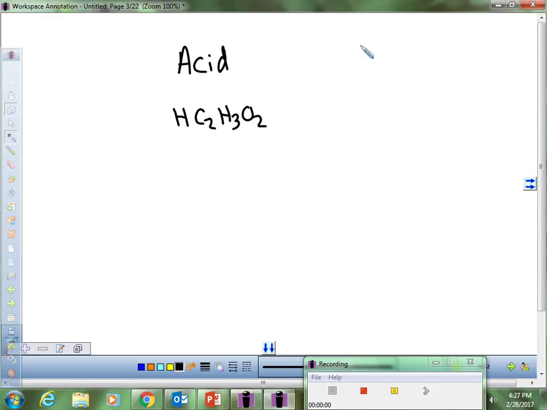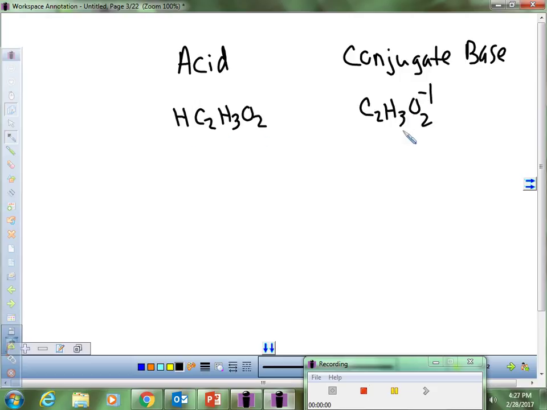There's an acid. Well, its conjugate base would be the same thing with the hydrogen removed. So this is a conjugate base, C2H. When we took that hydrogen off, we get that ion.